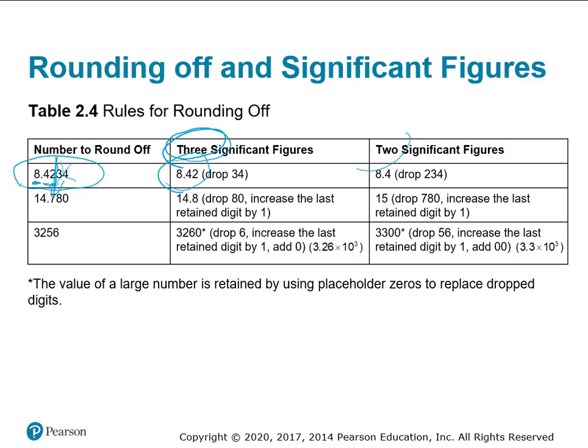What if I only needed 2 significant figures? So I had 8.4234. So again, I would just count 1, 2, draw a line after 2. Will the 2 do anything to the 4? No. So we drop it and all of the remaining off and just leave it at 8.4.